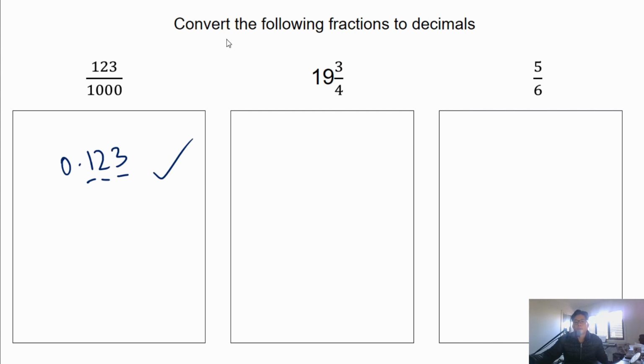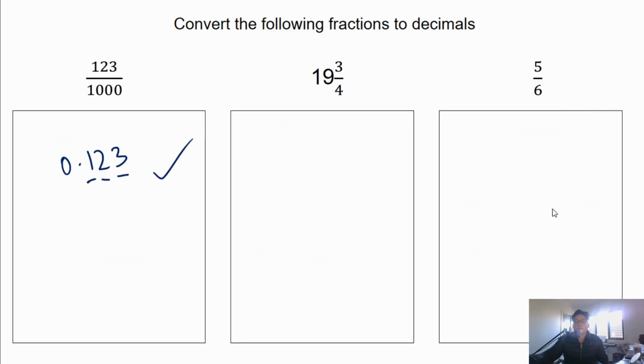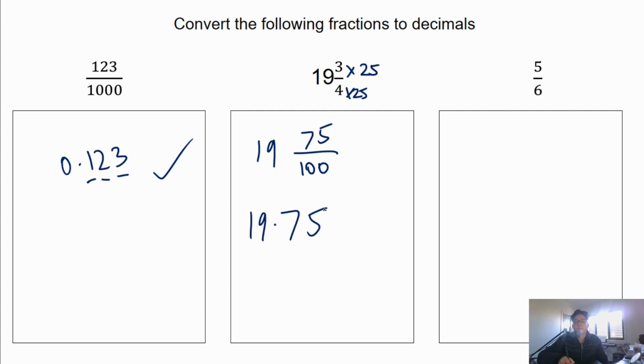Alright, so for this next one, we have 19 3/4. We can use method number 2 for this one, in which we make the denominator a power of 10. Or you could use method number 3, that's up to you, but method number 2 is a bit easier. So for this case, to make that a power of 10, I would multiply both the denominator and the numerator by 25. That makes the denominator 100. And 3 times 25 will give you 75. So that simply becomes 19.75 or 19 and 75 hundredths.